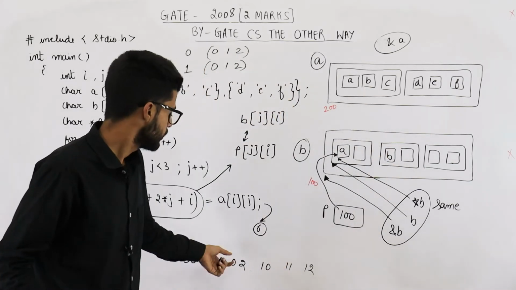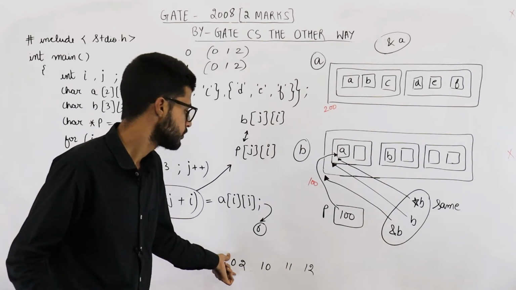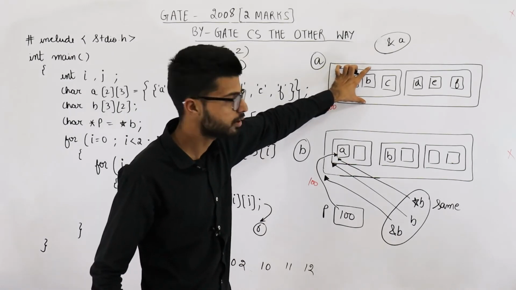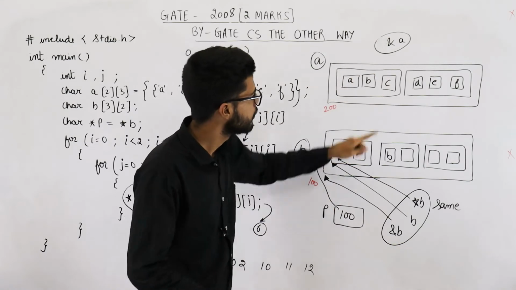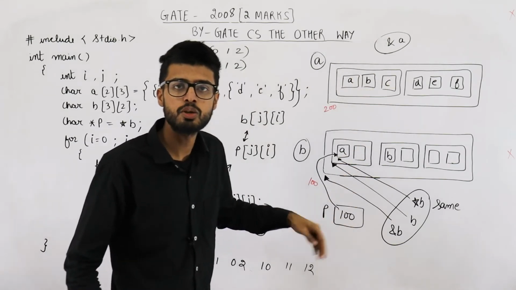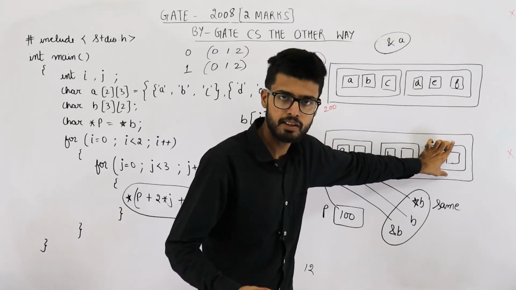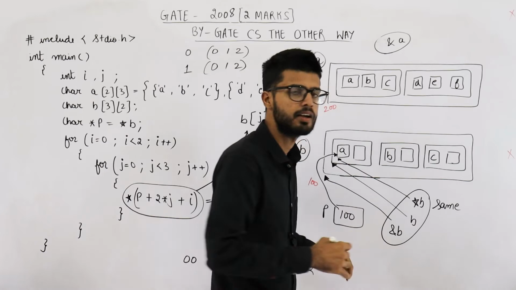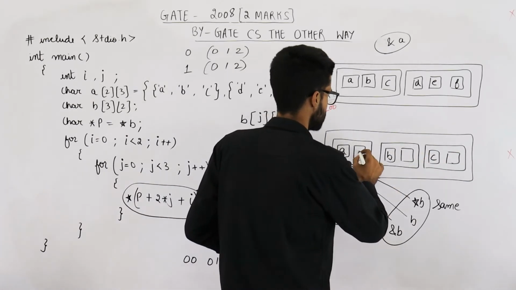Then for this one, I and J will be 0, 2. So for 0, 2, it means inside 0th element, take the second element, that is C. So the C has to be saved in 2, 0. 2, 0 means second element inside that 0th element. That means this one. So C will be saved here. Parallelly, you can see D, E and F, they will be saved here.